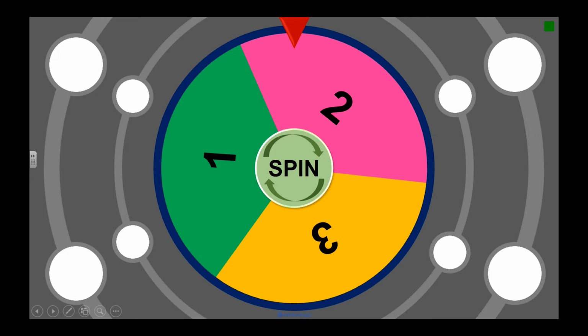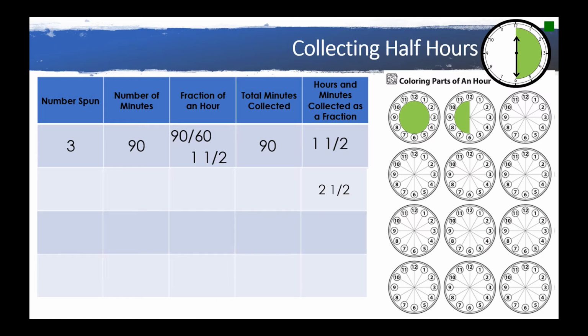So let's say our second spin, we got a 2. If we're going to collect 2 half hours, well, 2 half hours is 60 minutes or a whole hour, and I know that because 30 plus 30 equals 60. 2 half hours as a fraction of an hour would be written 60/60ths, or 60/60, and that could also be notated as 1/1, or 1 whole, because we've collected 60 minutes, and 60 minutes is 1 whole hour.